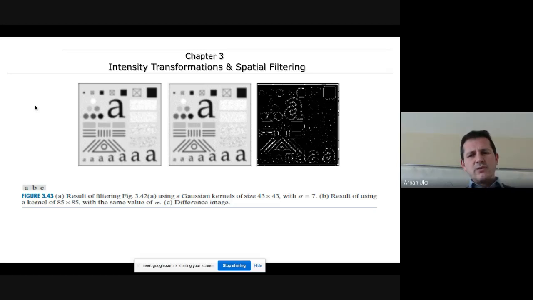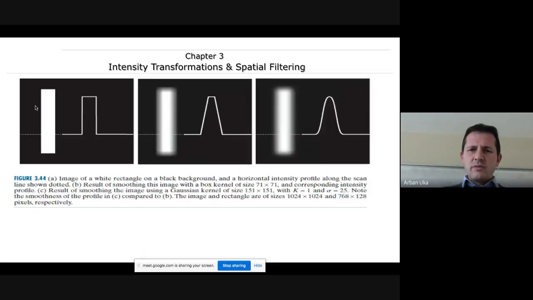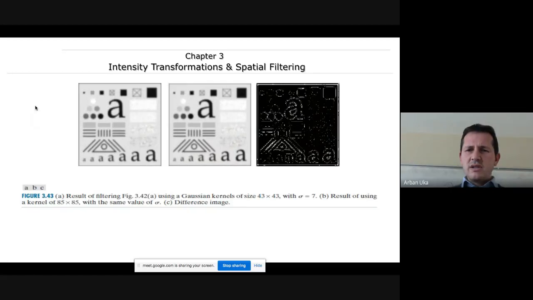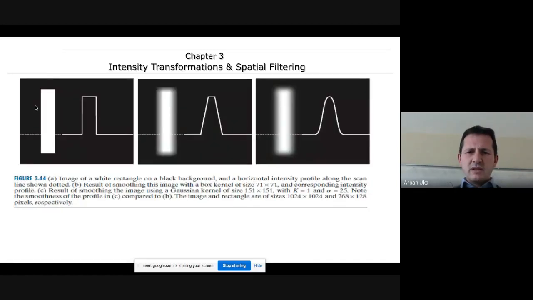So it looks like if you apply the same sigma, but different filter size, 85 by 85, that's the image in the middle. If we subtract these two, what we see is that image that is over there. And it looks like the difference will be mainly at the edges. So the edge information is there if you want to enhance something. Now, based on this idea that we see here, we can apply this here.